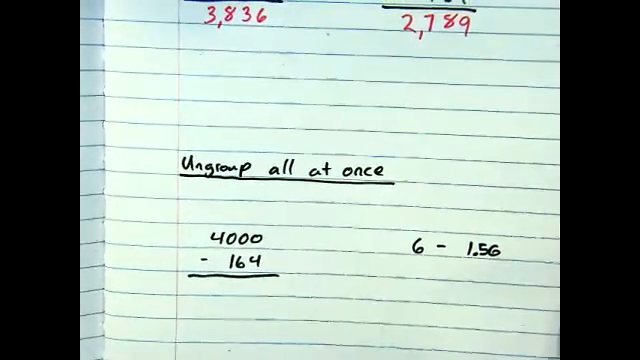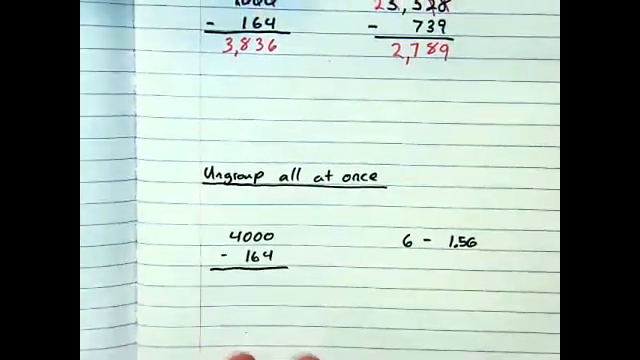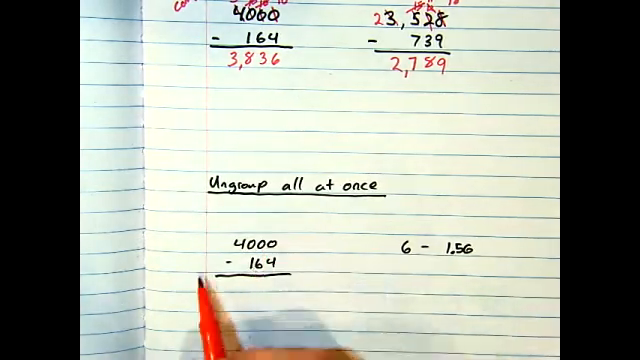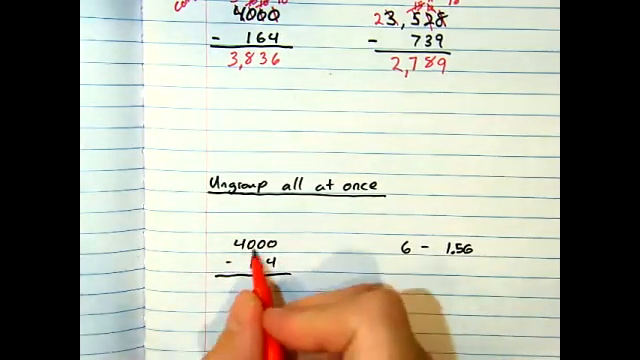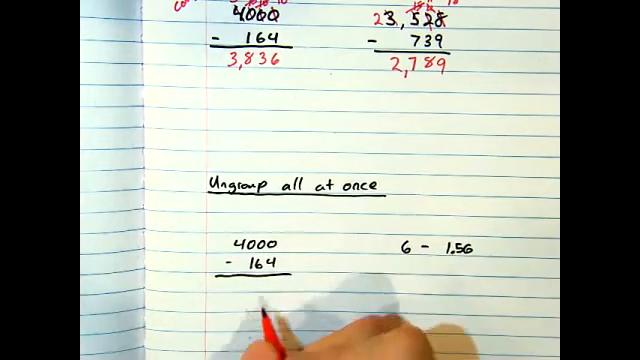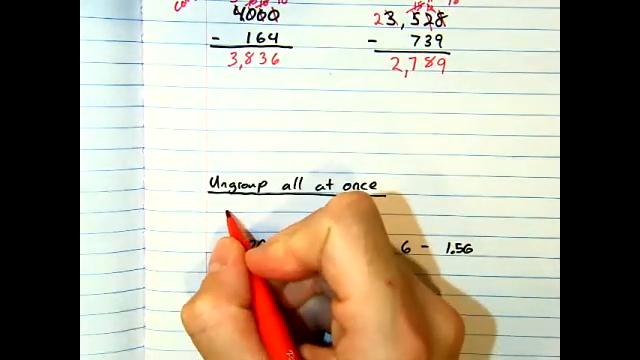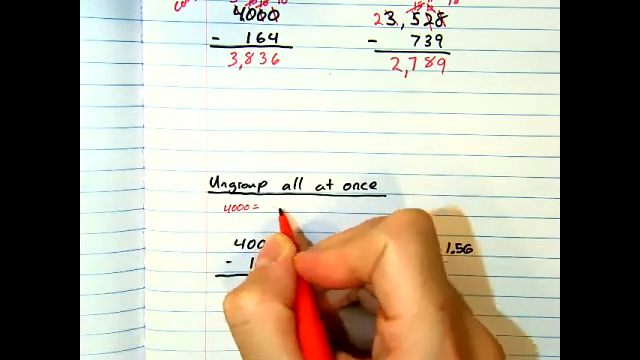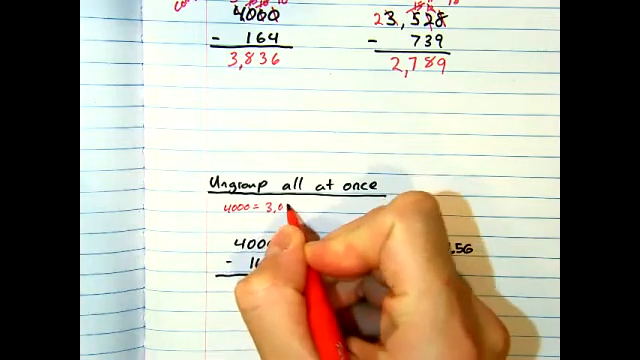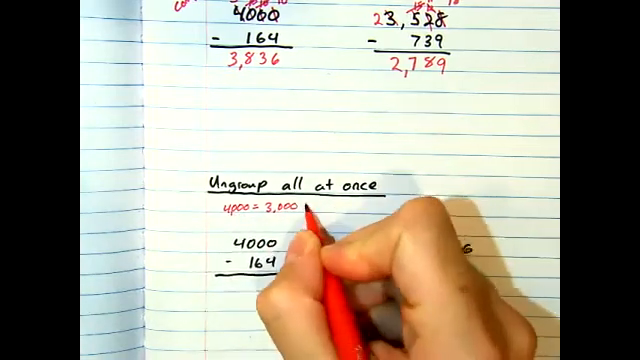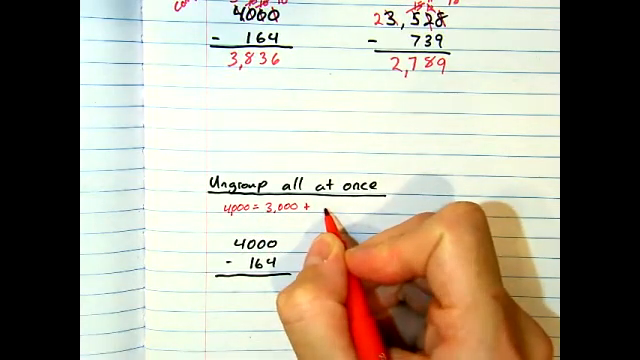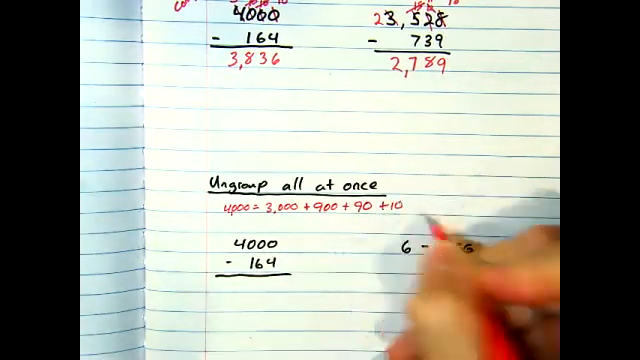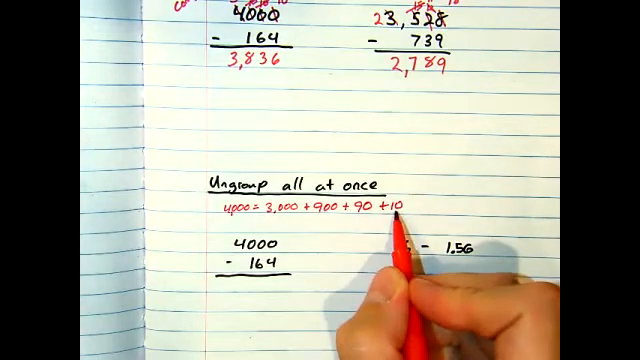It's called ungrouping all at once. And I'm going to zoom out so you can see the difference as we go. Instead of going line by line by line, we're just going to start by deconstructing 4,000. So we could say 4,000 is equal to 3,000 plus 900 plus 90 plus 10. So essentially that 10 I need to borrow.